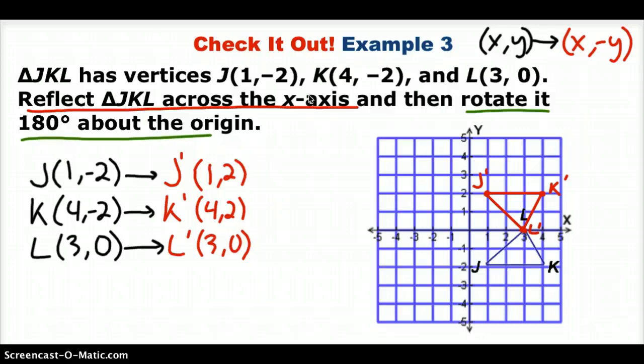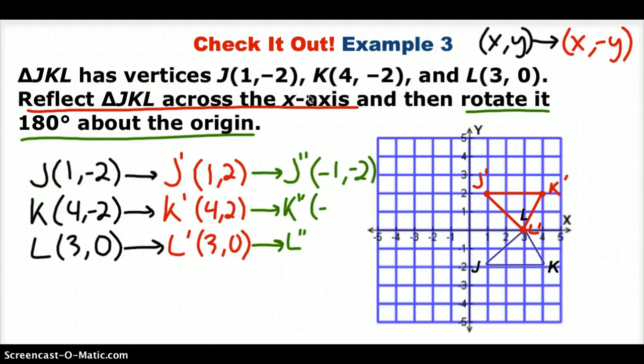Okay, and so now, remember, our rule for that 180 degree rotation is we're just going to change the values, make them the opposite of what they were before. So now we're talking about J double prime, K double prime, and L double prime. This means it's going to be -1, -2. This will then be -4, -2, and this will be -3 and 0. There's really no opposite of 0, so that's all we're going to have.